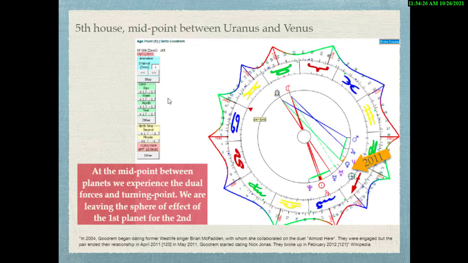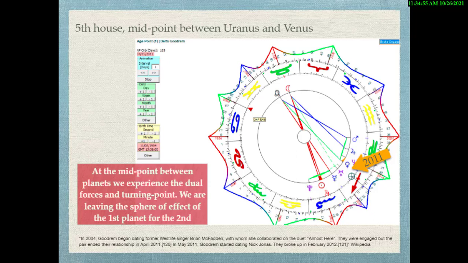But moving on, what we see here in the 5th house, midpoint between Uranus and Venus. So this sounds like relationship stuff, and it is. In 2004, Delta began dating former Westlife singer Brian McFadden, with whom she collaborated on the duet Almost Here. They were engaged, but the pair ended their relationship in 2011. Delta started dating Nick Jonas. They broke up in February 2012.